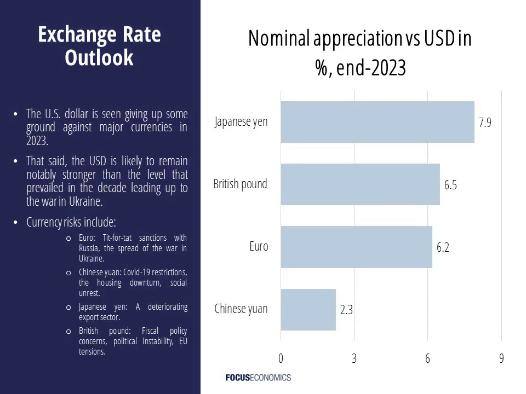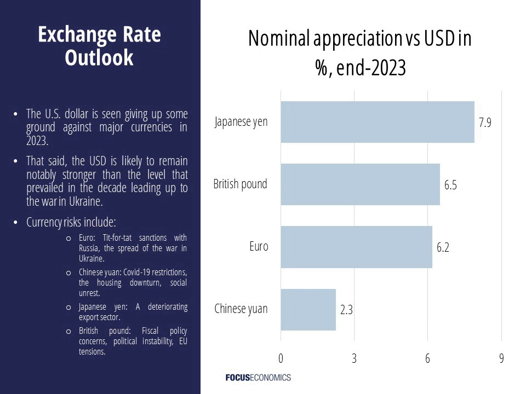After reaching multi-decade heights this year due to a hawkish Fed and safe haven demand, the US dollar is seen giving up some ground against other major currencies in 2023. That said, the USD is likely to remain notably stronger than the level that prevailed in the decade leading up to the war in Ukraine. The pace of the Fed's tightening relative to that of other central banks, geopolitical developments, and countries' relative economic prospects will have important bearings on dollar strength.